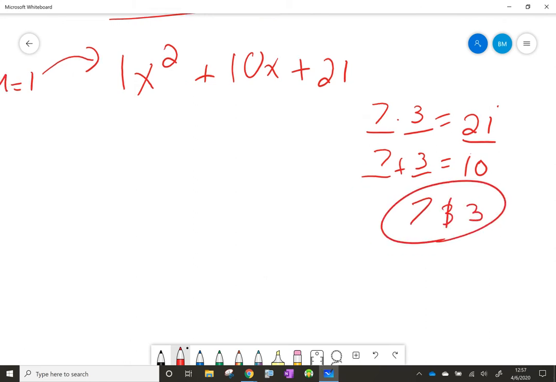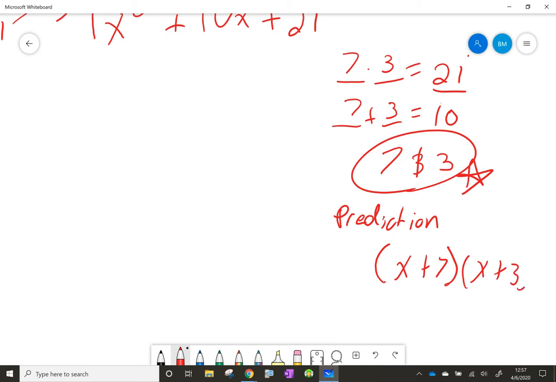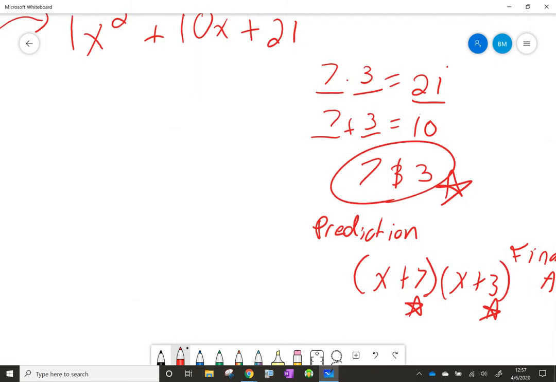Now, here's an interesting coincidence. Remember, a was equal to 1. So I'm going to make a prediction. Since these numbers are 7 and 3, then my answer is going to be x plus 7 and x plus 3. I'm going to bet that those two numbers show back up in my answer. So I'm predicting the final answer right now. I think that's the final answer because I think my shortcut's going to work.